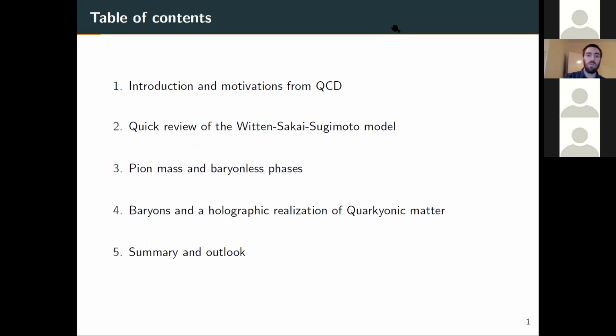Here's a plan for today. I'm going to start with some introduction and motivations from QCD. Then I'm going to give a very fast review of the holographic model I'm going to be using. Then I'm going to discuss how to include a pion mass in this context, only because it's slightly more involved than in other holographic models. You'll see why. And then I'm going to discuss the main part of the results, which is about baryons in this context and holographic realization of quarkyonic matter. And then I will conclude.